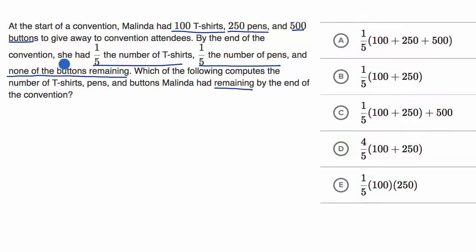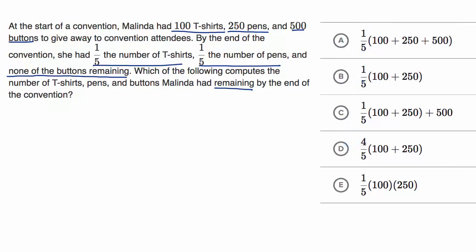One way is to just try to come up with an expression that would describe the number of t-shirts, pens, and buttons Melinda has by the end of the convention and see if that is equivalent to any of these expressions. Another way is you could look at the expressions and see which of these make sense. So actually, let's just do it both ways.